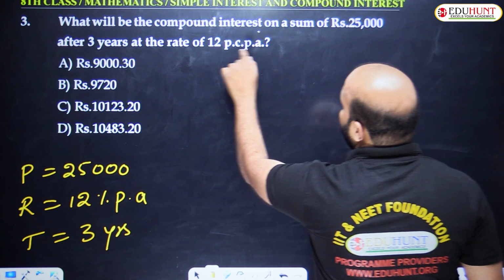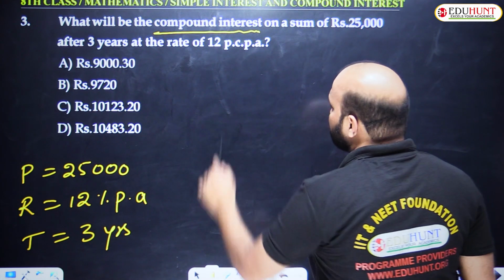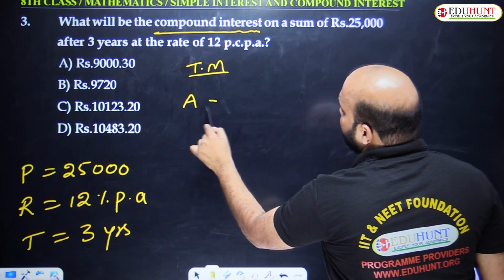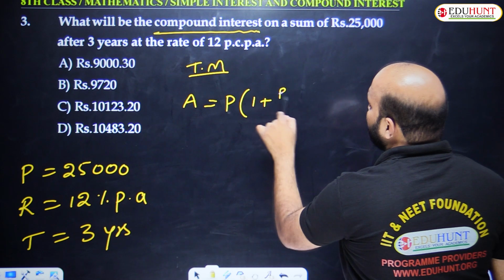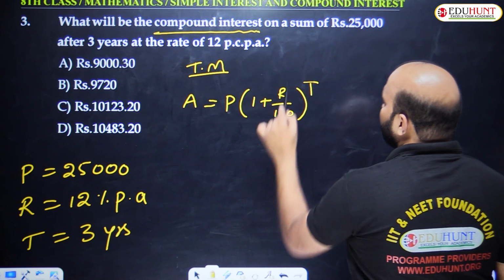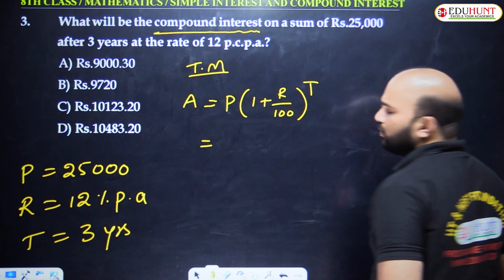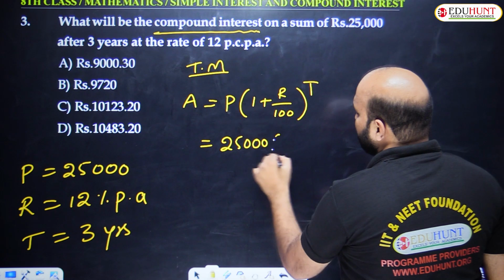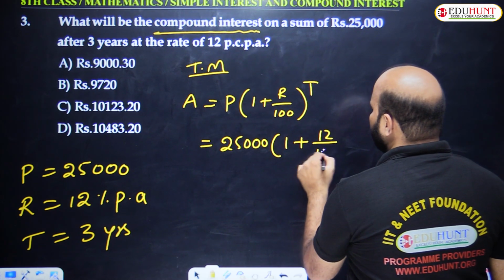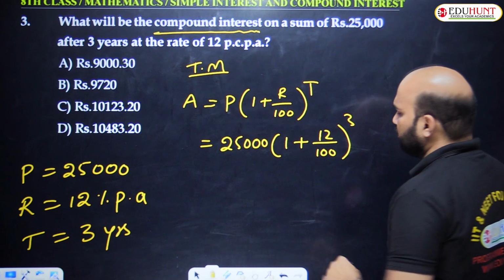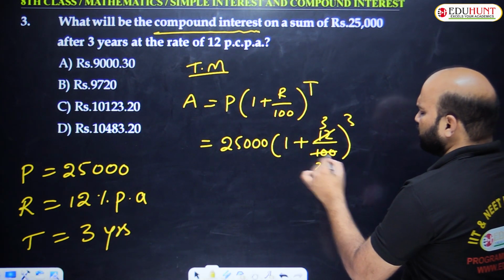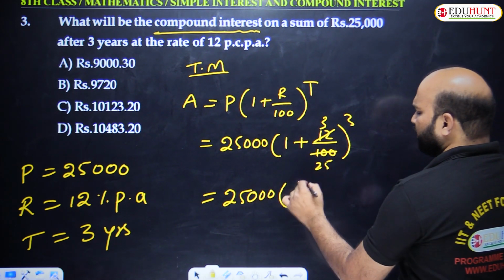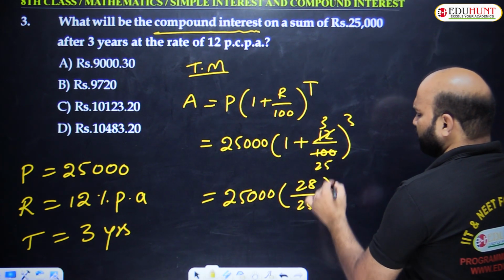If it is asking for compound interest, don't take the direct compound interest formula. First use the traditional method. Amount equals P into (1 plus R by 100) whole power T. The values P, R, T are already given, so put those values into that equation. P value is 25,000, into (1 plus R value 12%, divided by 100) whole cube, T value 3. 4 3s are 12, 4 25s are 100. So within the bracket, 1 plus 3 by 25, which can be written as 28 by 25 according to LCM, whole cube.